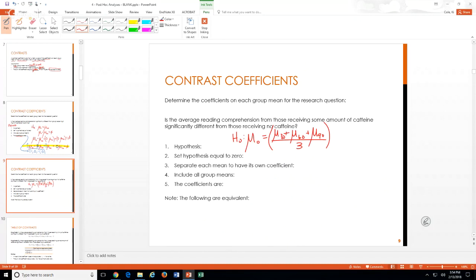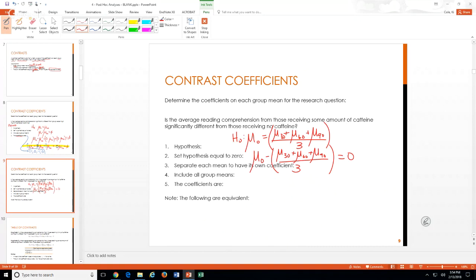So set the hypothesis equal to 0. Somebody tell me what to do. Mu sub 0 minus mu 30 plus mu 60 plus mu 90 over 3. Good. Everybody good there? We just subtracted that one to the other side.